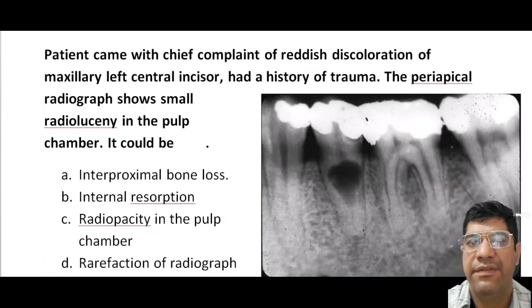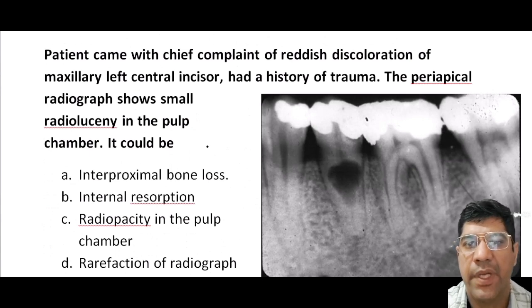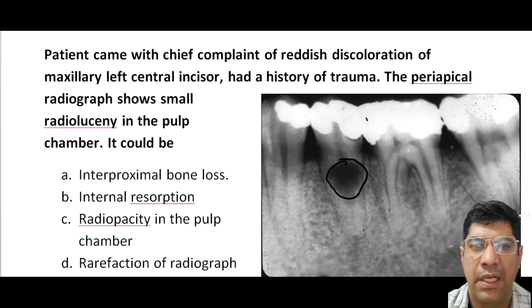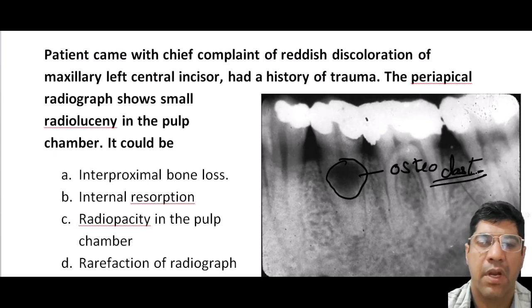A patient with a chief complaint of reddish discoloration of the maxillary left central incisor has a history of trauma. The periapical radiograph shows a small radiolucent area in the pulp chamber. So this condition is internal resorption. In response to inflammation or irritation, specialized cells called osteoclasts become activated. The osteoclasts start to resorb the dentine from within the pulp chamber along the inner walls of the root canal.